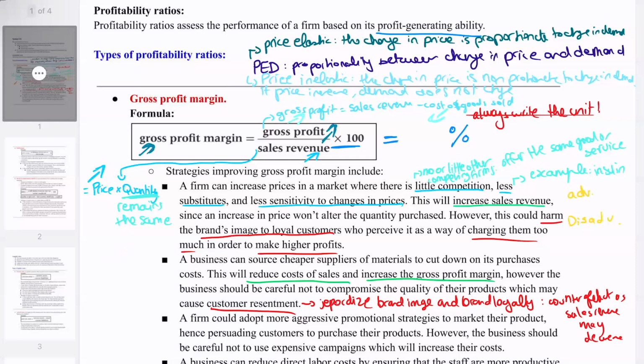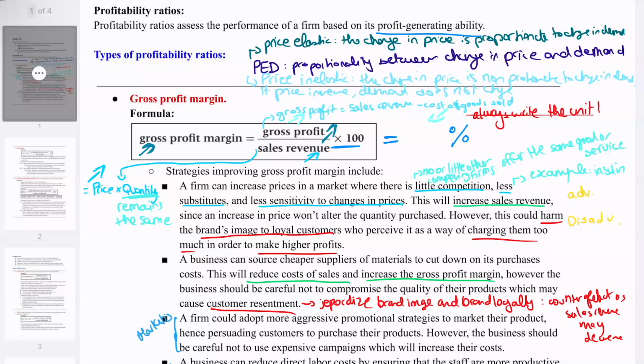Now, to continue, a firm could adopt more aggressive promotion strategies to market their product. Here they're talking about marketing, hence persuading customers to purchase their products. However, the business should be careful not to use expensive campaigns which will increase their costs. A business can reduce direct labor costs by ensuring that the staff are more productive and able to produce more units of a good. So basically, they're going to work on productivity. However, the business should be careful not to demotivate or reduce the morale of staff. Here it's marketing, here it's HR.